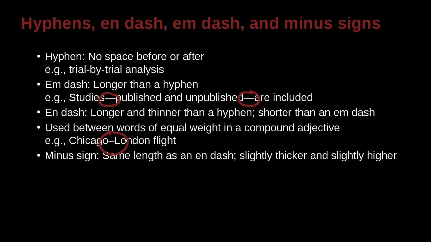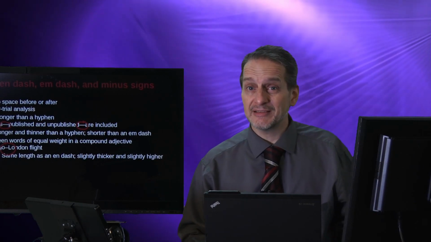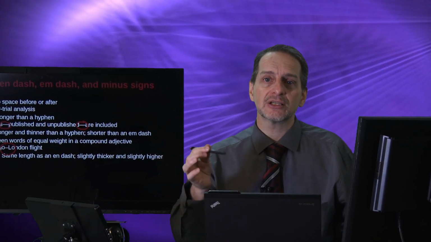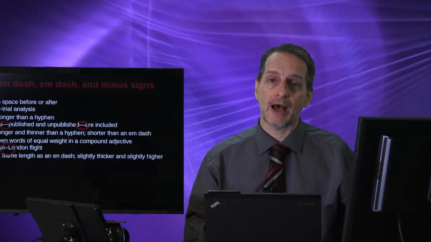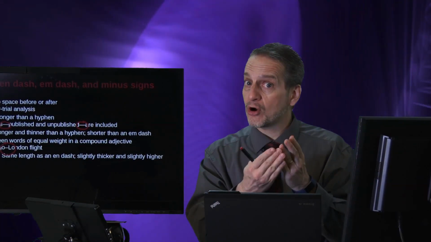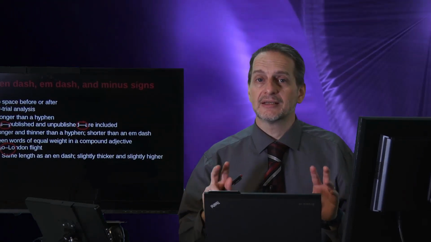And then we also have a minus sign, don't we? A minus sign is the same length as an N dash, but it's a little bit thicker and slightly higher. Now, when we look at that, we say this is a little bit longer, that's a little bit shorter, this is a little bit thicker. How do we really know that? How do we see that? Well, that's a problem. Because when we talk about the dash, the N dash, the M dash, and the hyphen, what we're really talking about is the final product that you see in the newspaper, or in the journal article, or in a book. And that's called the typeset, like in typing.